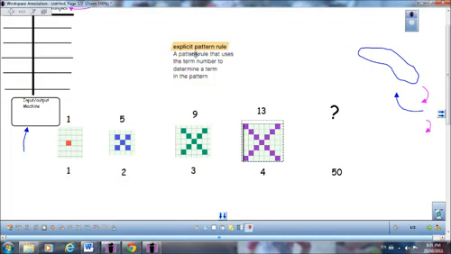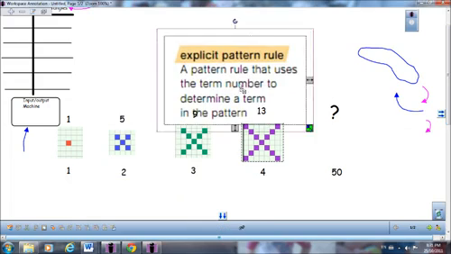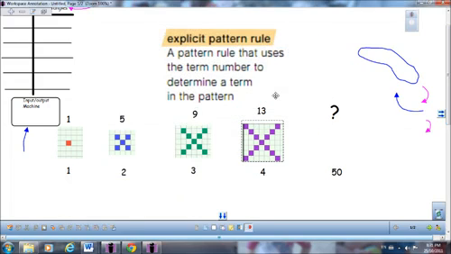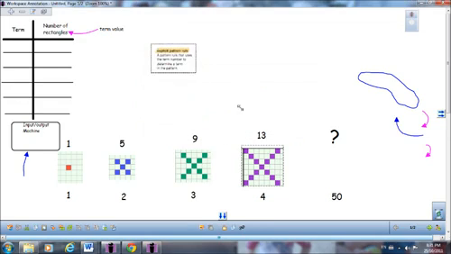So don't forget, an explicit pattern is a pattern rule that uses a term number to determine a term in the pattern. In other words, you're going to be using a pattern rule to find the term value, in this case the number of rectangles, using the term number. What does that mean? Well, let me see if I can walk you through it.